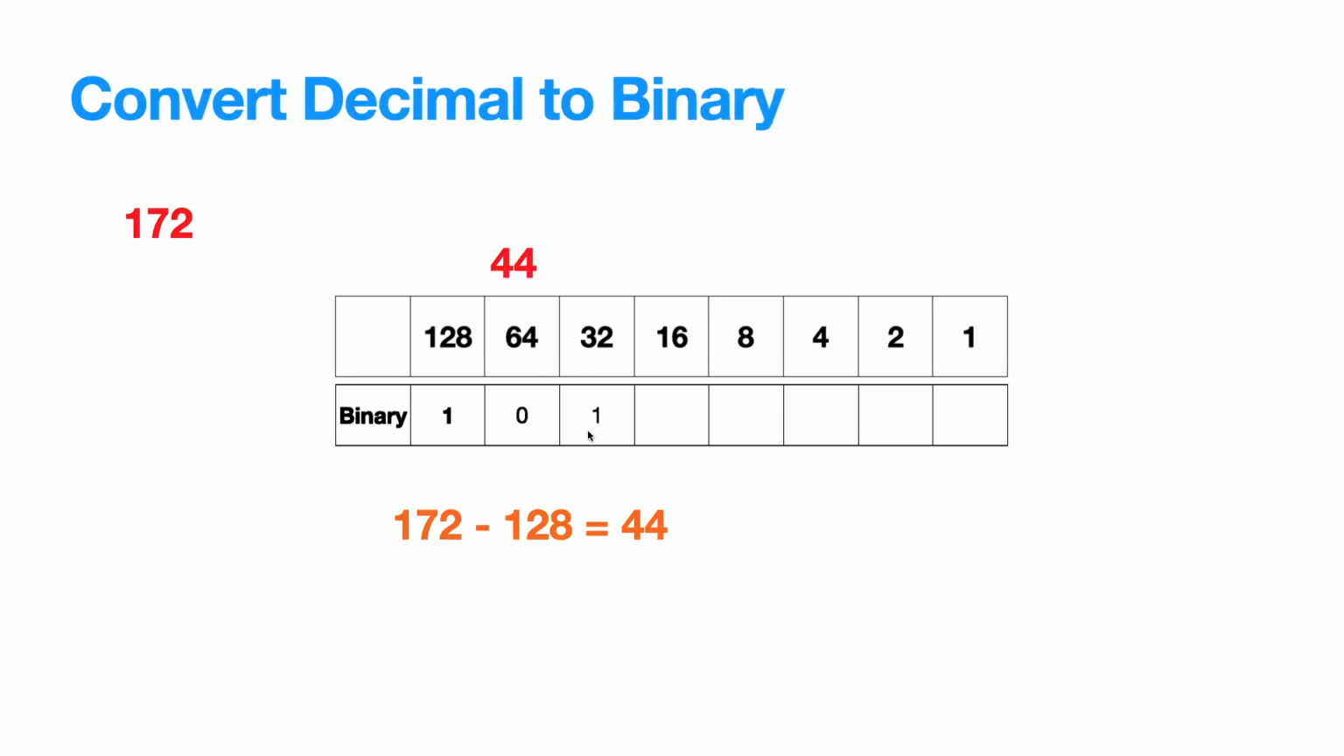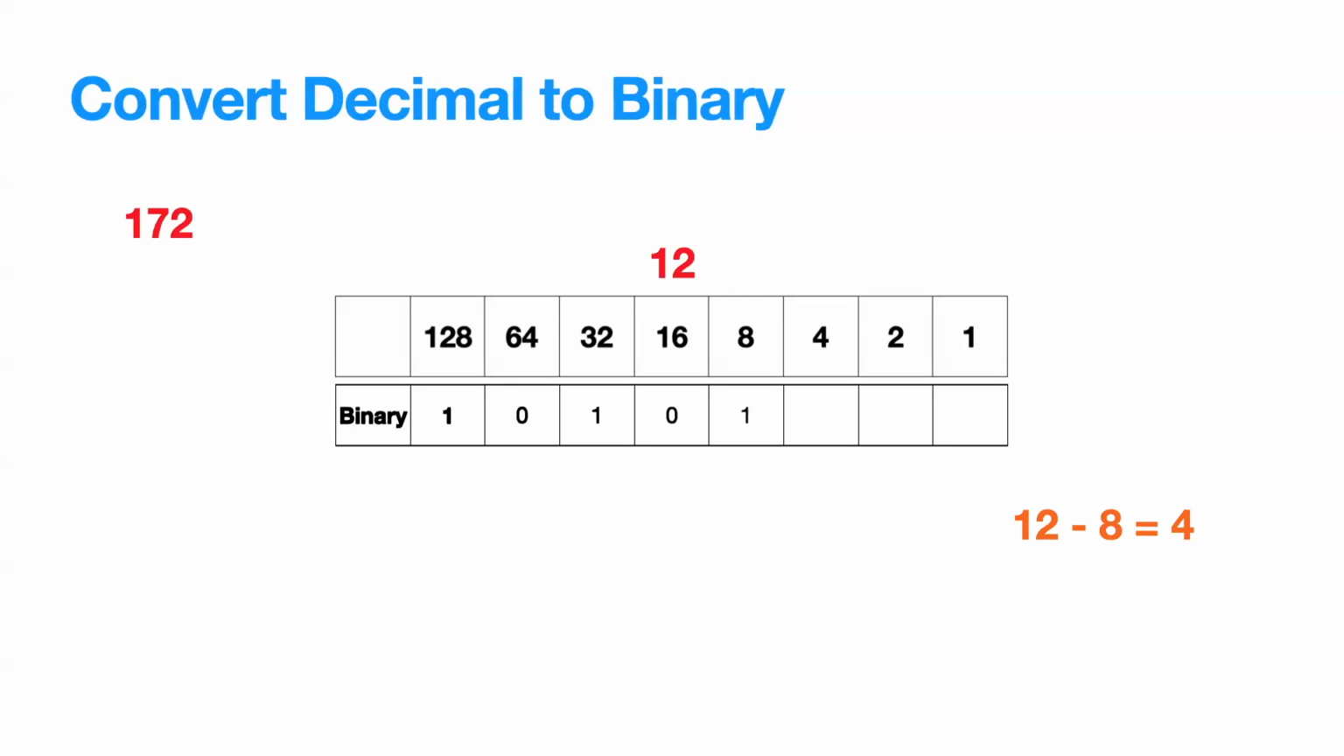Whenever 1 is coming, we have to find the difference between these two values. So 44 minus 32 is 12. We move to the next column and start comparing. Is 12 greater than or equal to 16? No, put 0. Now move to the next column. Is 12 greater than or equal to 8? Yes, so put 1. Whenever we put 1 in the binary, we find the difference between the two values. So 12 minus 8 is 4.